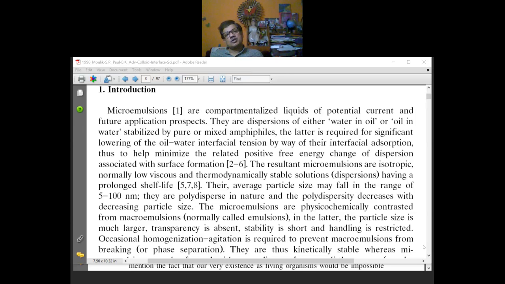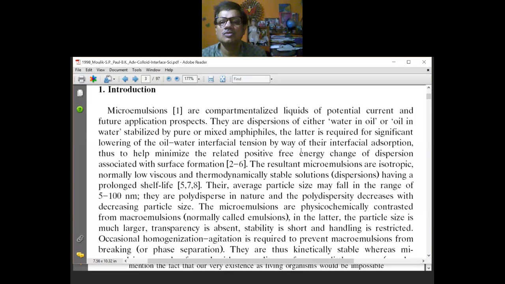Similarly, in case of normal micelle, when some oil is dispersed into water with the help of a surfactant, I would call it that oil is compartmentalized in water with the help of an emulsifying agent or surfactant. Did I make it clear? So now, what is the definition of a microemulsion?